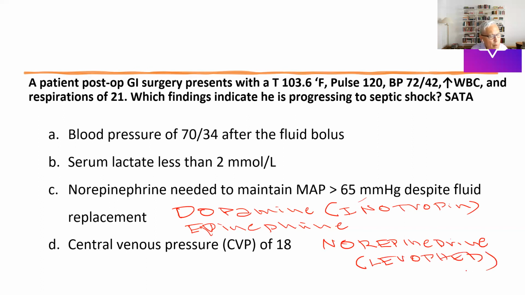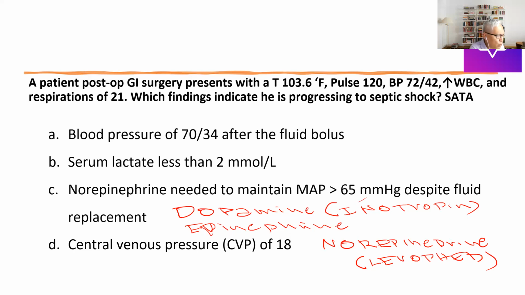All right, so those are the most common drugs to raise the blood pressure. Okay, so what else? A serum lactate that is less than 2 millimoles is going to be normal. A serum lactate is not normal, but it's not that elevated. A serum lactate greater than 2 indicates that the cells are not functioning properly because they're low in oxygen, and therefore it means that tissue perfusion is poor because of the low blood pressure.